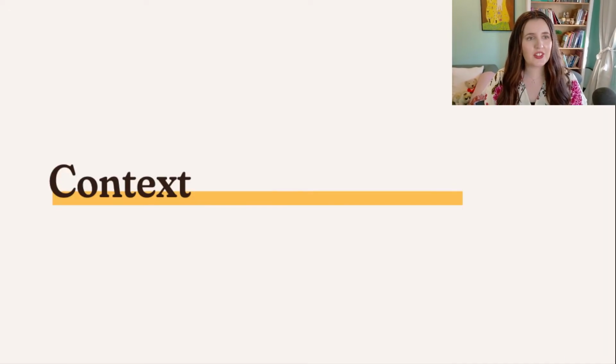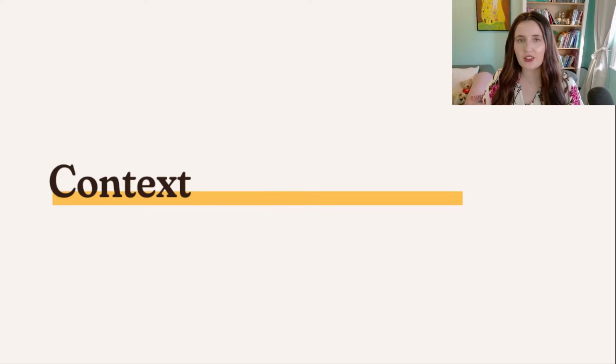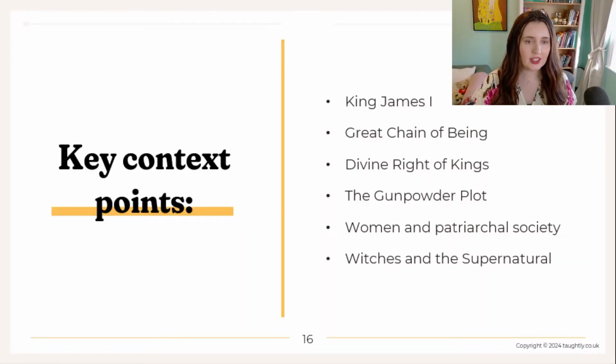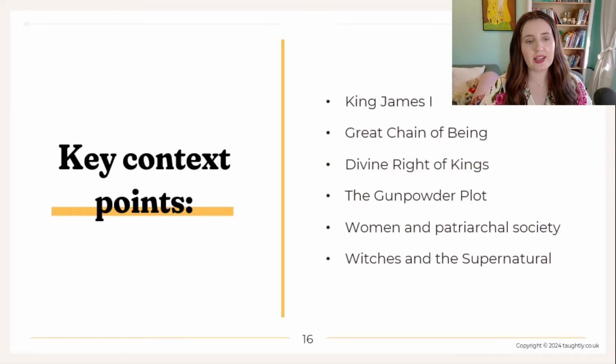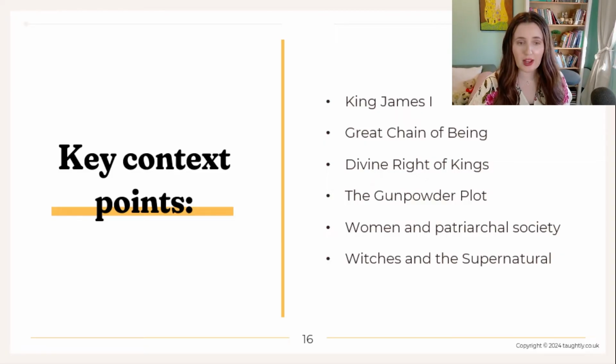Let's get stuck in with some analysis then. So we're beginning off with AO4 context. These are the contextual points that we're going to discuss. So we'll discuss King James I, the Great Chain of Being, the Divine Rights of Kings, the Gunpowder Plot, women and patriarchal society, and finally witches and the supernatural.